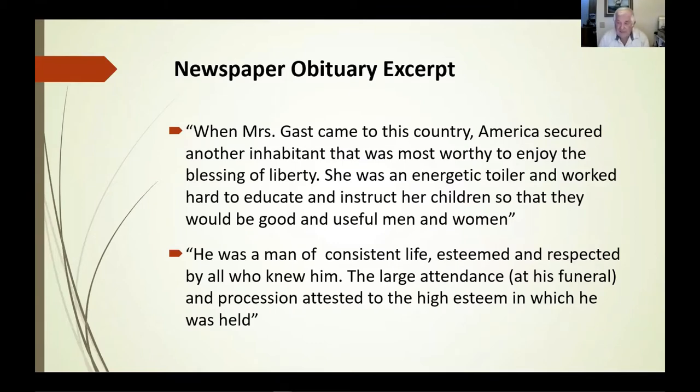Here's an example from a newspaper obituary. Happened to be from my grandmother. Mrs. Gass came to this country. America secured another inhabitant who was most worthy to enjoy the blessings of liberty. She was an energetic toiler and worked hard to educate and instruct her children so they could be good and useful men and women.